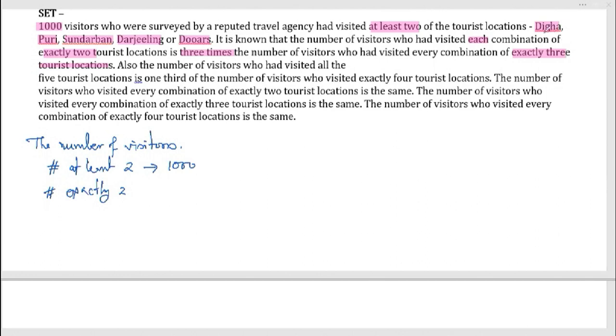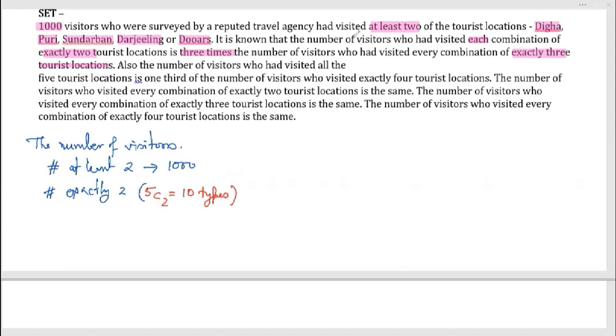That means either Digha or Puri or Sundarban, in this way. So for exactly two, how many varieties would there be? Choosing 2 out of 5 gives 5C2, which is nothing but 10. Exactly two visited, actually, there are 10 types.